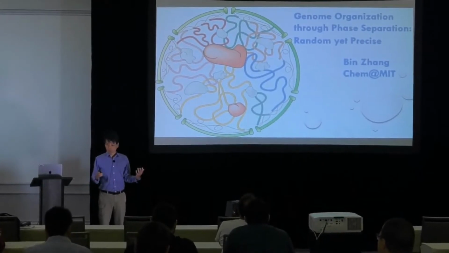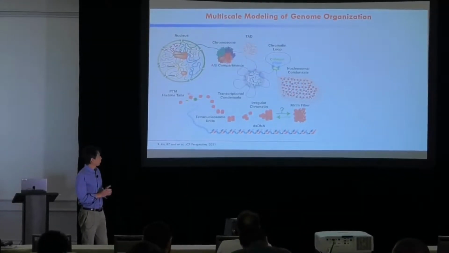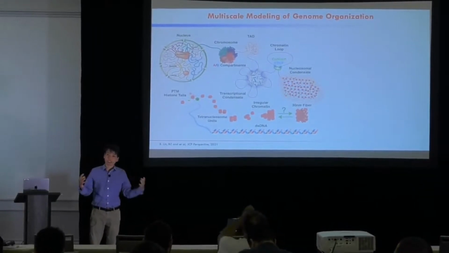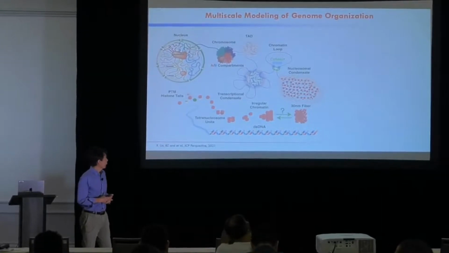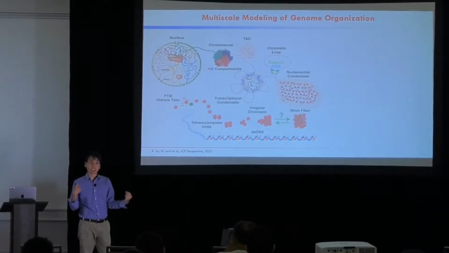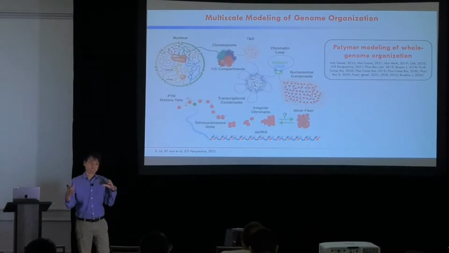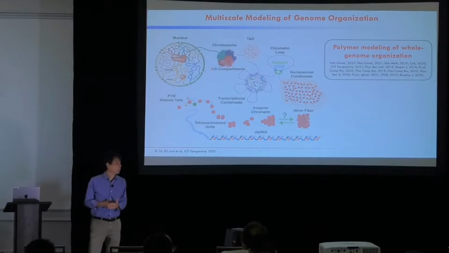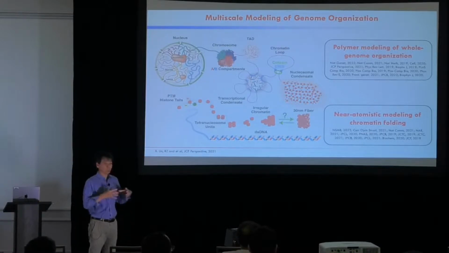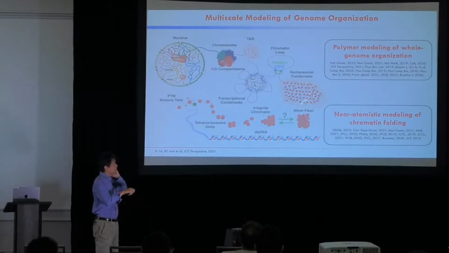And for this audience, I don't really have to dwell on the importance of the three-dimensional genome structure. But I just want to point out that, as you all appreciate, genome organization is quite complicated, and it's intrinsically a multi-scale problem. Because of this complexity, we try to study the genome structure at different scales with different approaches. On the one hand, we study the whole genome organization using an integrative approach, combining modeling with experimental data. On the other hand, we also study the structure at a more or less atomistic level, but for a much smaller region, with what we call near atomistic modeling.